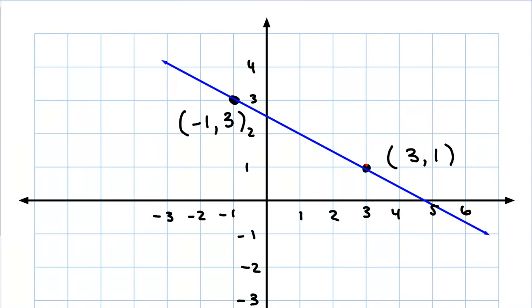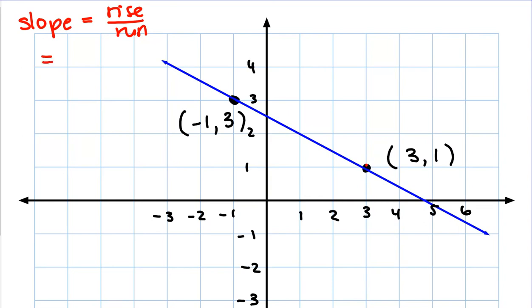Let's look at this graph here. We want to find the slope of this line. Now, quick tidbit here, a line that falls from left to right has a negative slope. And as we can see, this goes from left to right falling. So we know already that this is going to have a negative slope. So slope is equal to rise over run.